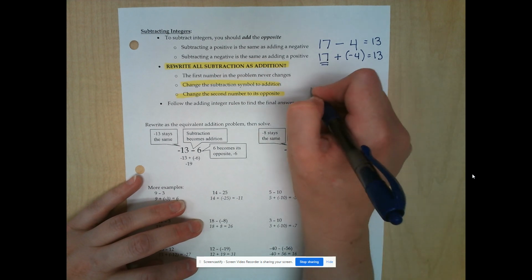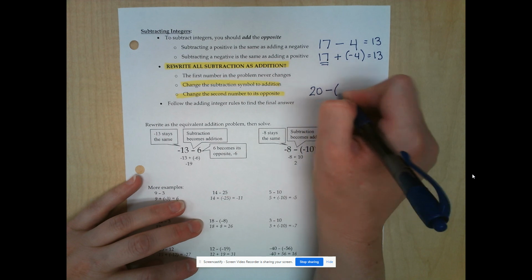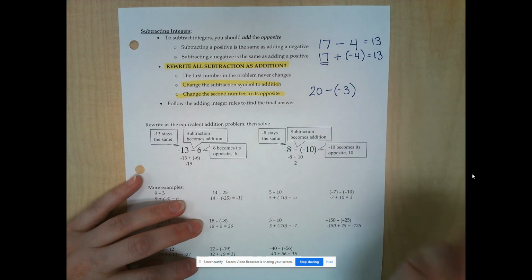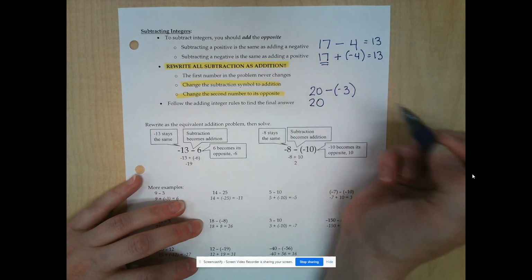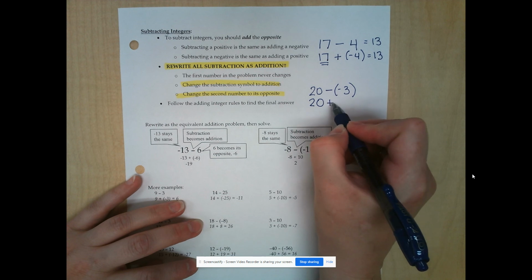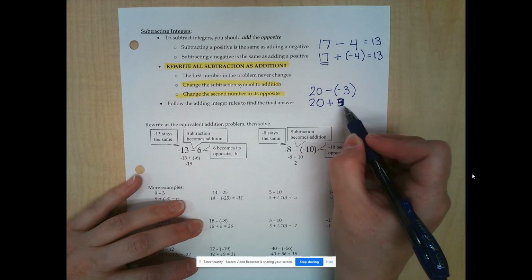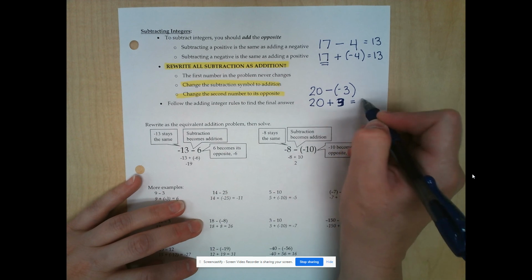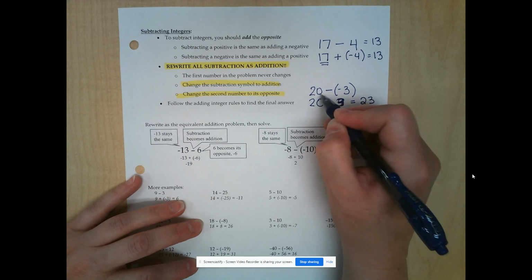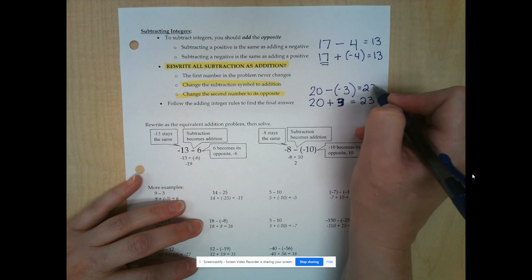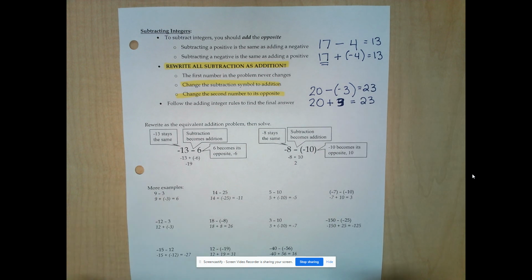What if it were 20 take away negative 3? So the 20 would stay the same, the subtraction would become addition, and the negative 3 would become a positive 3. I don't know why I wrote 4. The 20 plus positive 3 would be worth 23. 20 take away negative 3, also worth 23. Those are equivalent expressions, so they have the same answer.